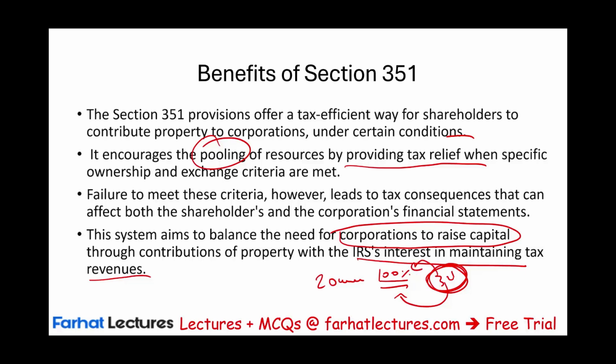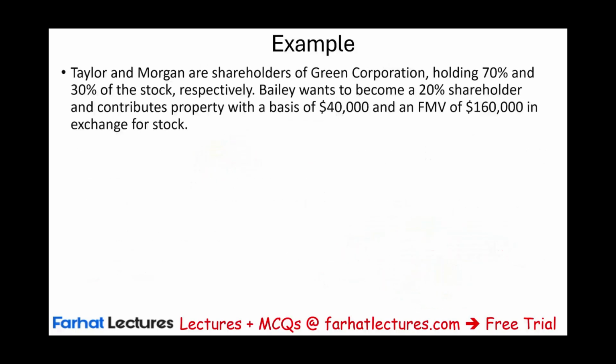The best way to illustrate this is to work an example. So let's assume we have Taylor and Morgan. T&M are shareholders of Green Corporation, holding 70% and 30%. So Taylor 70, Morgan 30. Bailey wants to become a 20% shareholder and contribute property with a basis of $40,000 and a fair market value of $160,000 in exchange for stock.